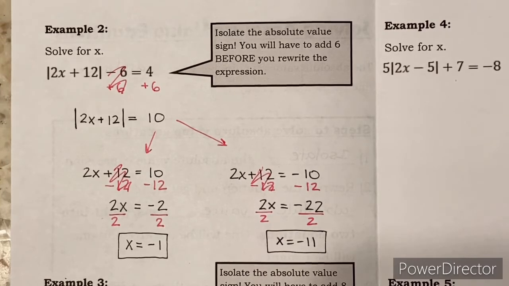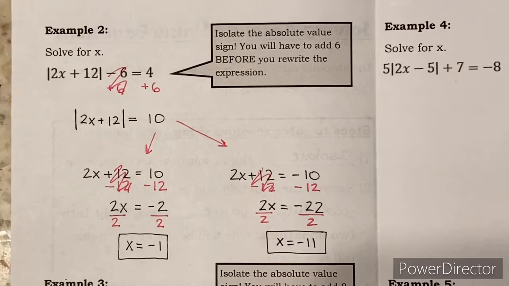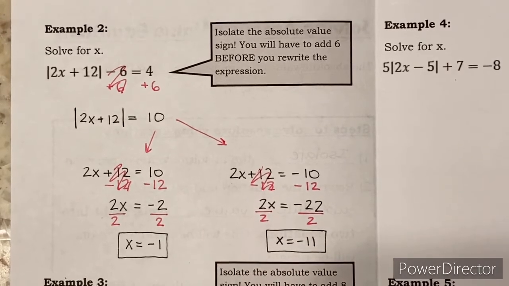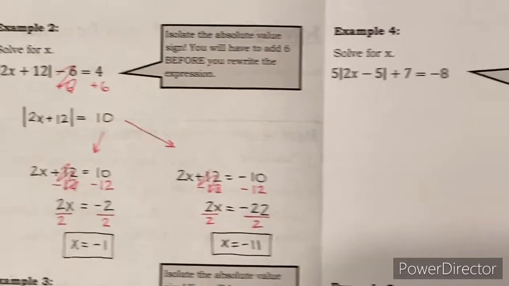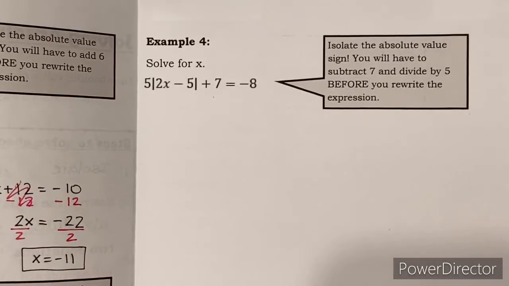Now, I want to jump to example number 4, which is straight across the page, because I want to show you what to do with that number that's out there in the very front, and then I'm going to have you backtrack and try example number 3. So take a look at example number 4 over here.